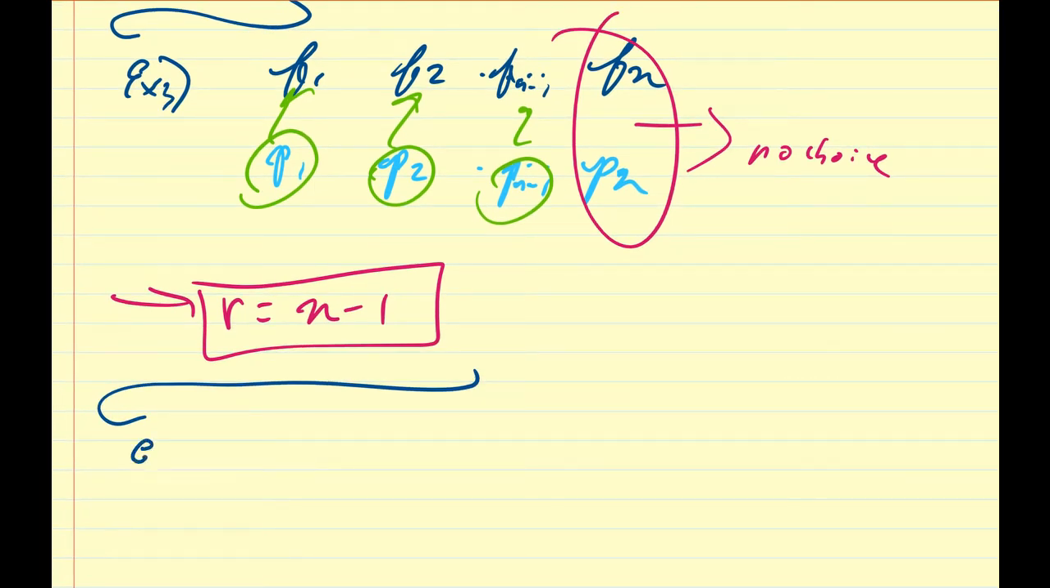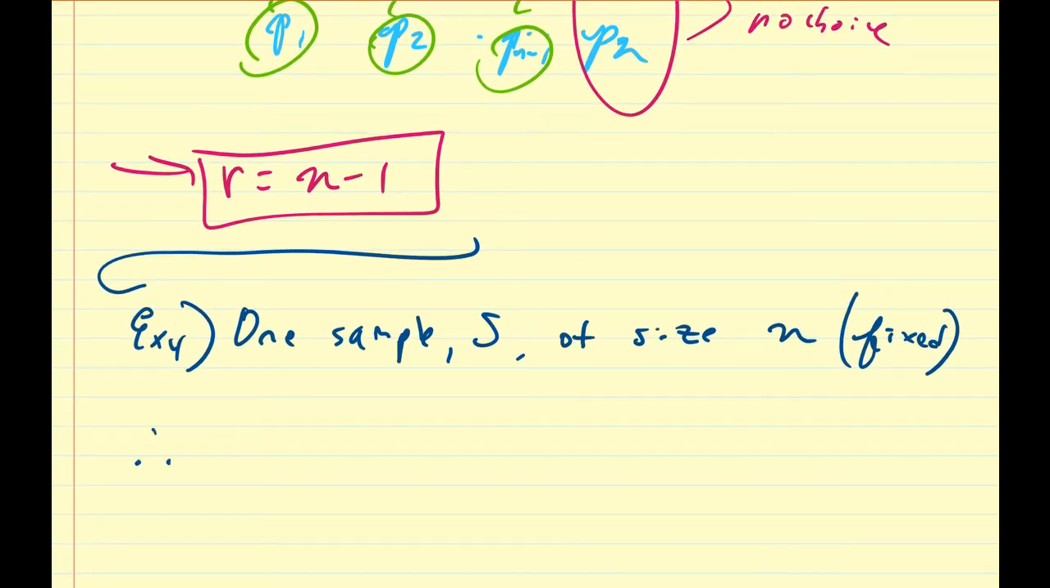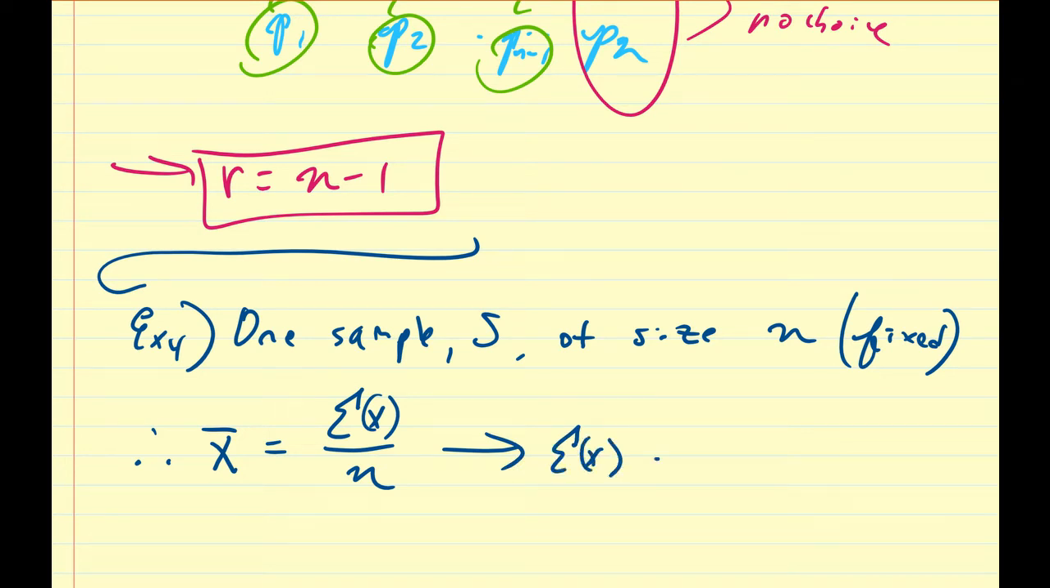So let's take another example. Suppose we have one sample, S, of size n. And let us assume this n value is fixed, so once you choose one, you cannot change it. If we wanted to calculate the sample mean, x bar is equal to the summation of x divided by n. If we rearrange this equation, the sum of the x values must be equal to the mean times the number we have.